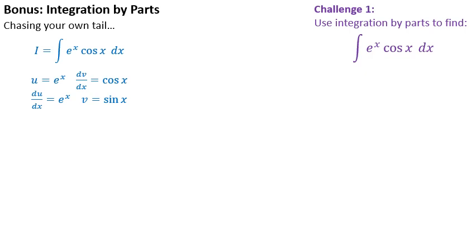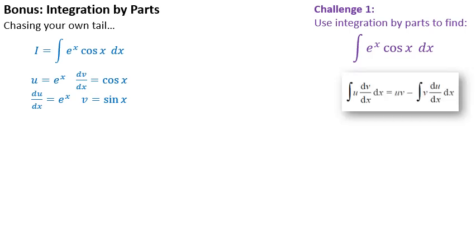We can differentiate e to the x, nothing much changes. We can integrate cos x, we get sin x, because sin x differentiates to cos x. If you get mixed up, try working backwards and double check that you've got all your signs in the right places. Remember to look back at the formula and make sure we're applying this properly. We should get e to the x sin x minus the integral of e to the x sin x.